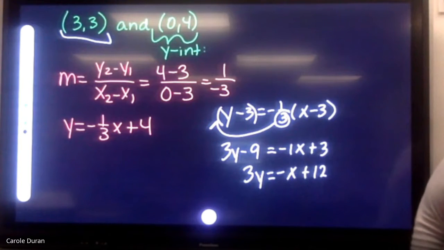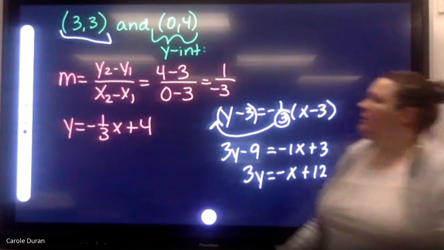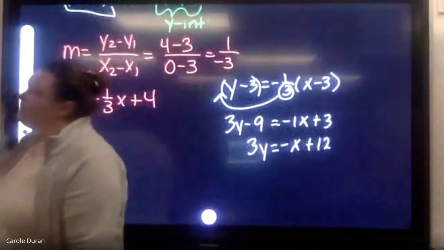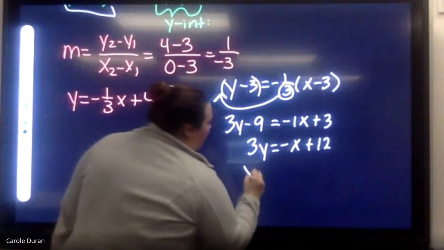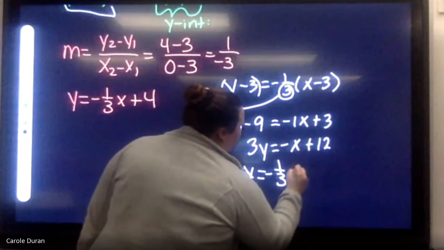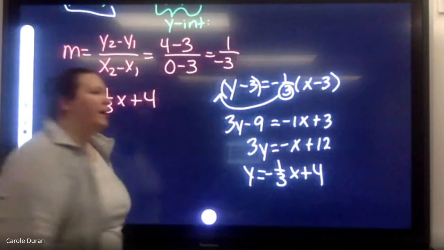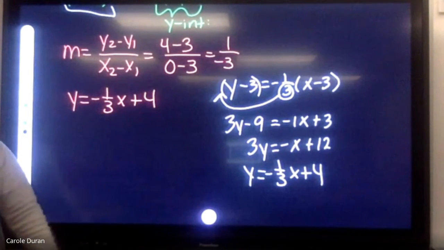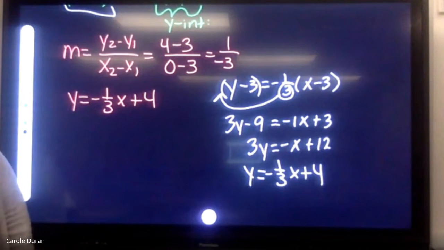And then I'm just going to divide everything by 3. And when I do, I get y equals negative 1/3 x plus 4, which matches what I knew my equation had to come out to be. So either one of these avenues would have given you the correct slope-intercept equation. Give you guys a second on that one. Are we okay with that?